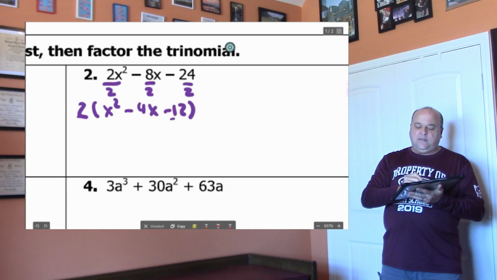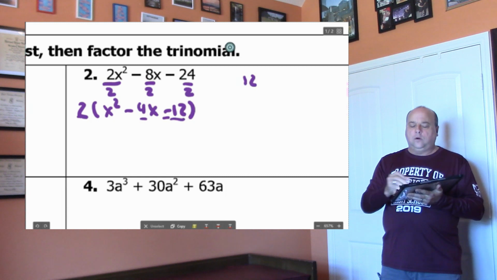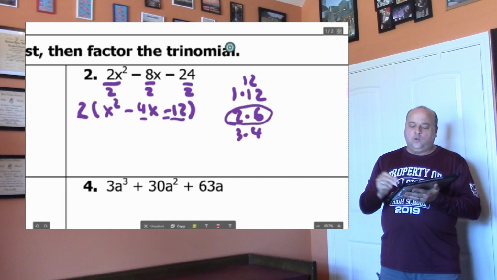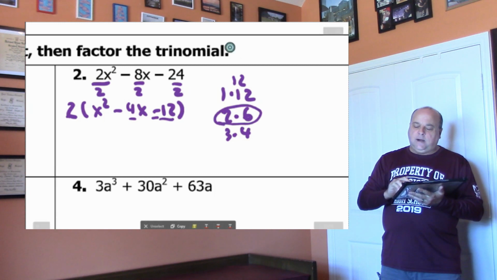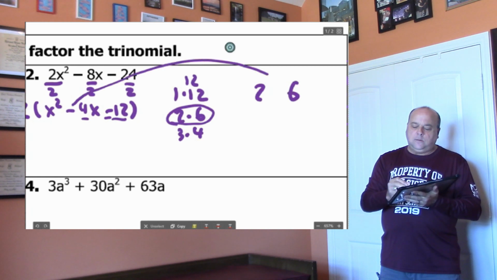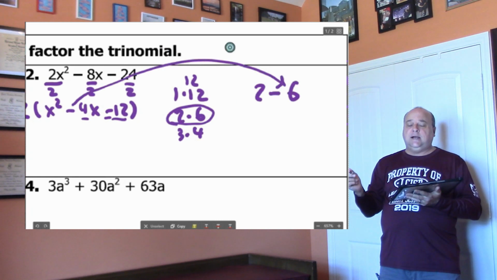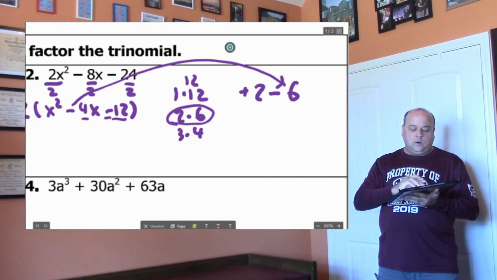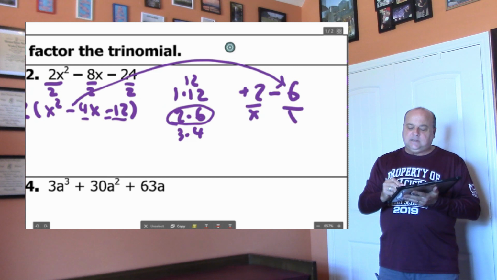Now I'm going to write down the factors of 12, and I want to subtract and get 4. So 1 times 12, 2 times 6, 3 times 4. Subtract and get 4, it's these two, isn't it? So I'm going to write down 2 and 6. And then this middle term goes to the biggest. So the middle term's minus. Negative 6 plus 2 is negative 4. My first letter is x.